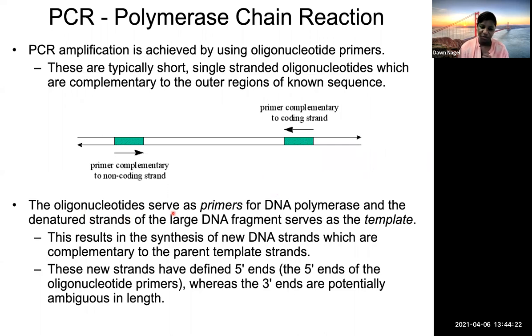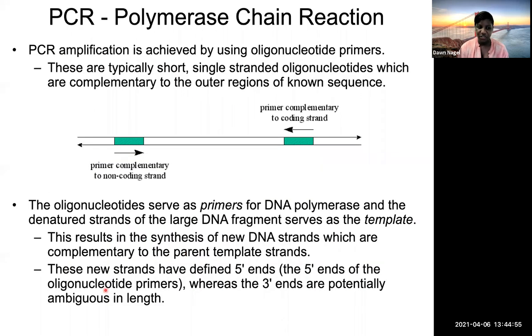And these primers serve as primers for DNA polymerase as well, because DNA polymerase is the enzyme that's going to be doing the replication and amplification. Okay, so they tell DNA polymerase, okay, start adding nucleotides and extending and making more of this particular DNA within that region. So you get synthesis of new DNA strands, which are complementary to your region of interest, okay?